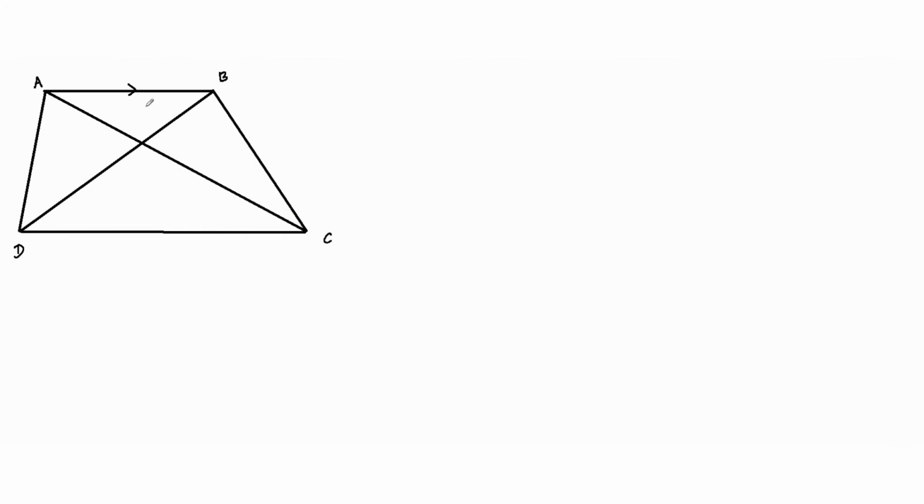So let's take up this trapezium. This is a trapezium where AB is parallel to DC, and the point of intersection is O. So first I want to consider triangle ABD and triangle ABC. Let me just shade these triangles for your reference. This is the triangle ABD that we are talking about, and then we are also talking about the triangle ABC. ABC is over here. So these are the two triangles that I'm talking about.